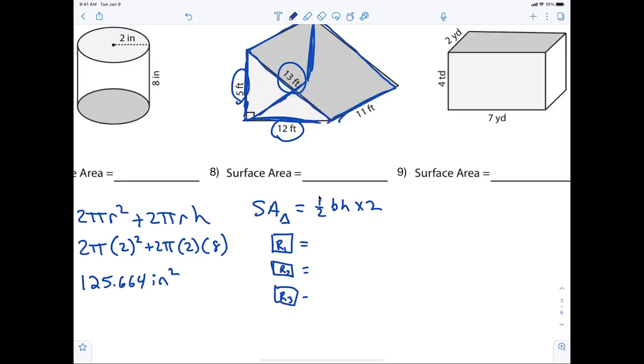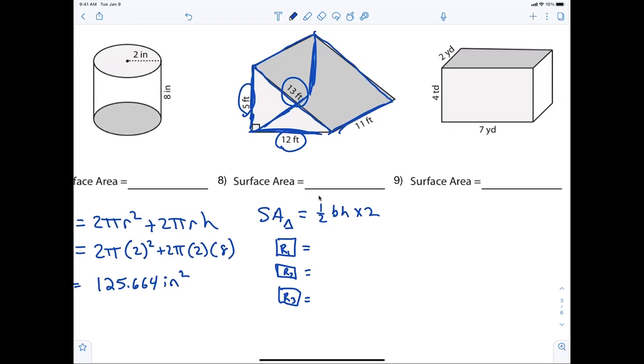All right, so Maya, you all right back there today? Yeah. All right, what's the dimensions of one of the rectangles? Tell me. 11.